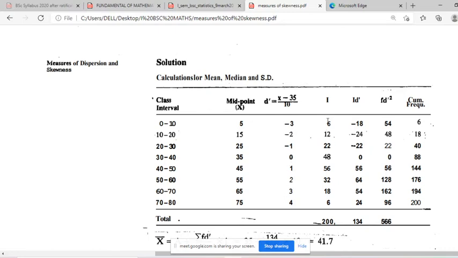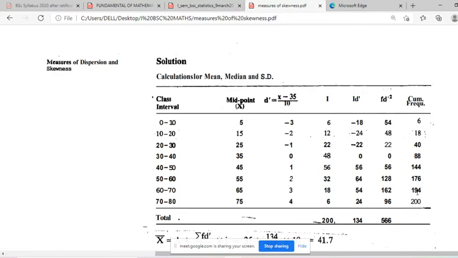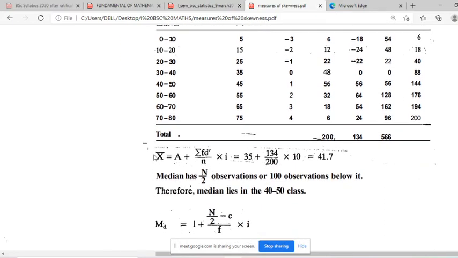Then the frequencies are given here, that is given in the problem. This is the FD column, this is the FD square column, and this is the cumulative frequency column. So the formula of X bar is A plus summation FD by N, into C, that equals 35 plus the sum of the FD column, which is 134. So 134 by 200 into 10 equals 41.7.